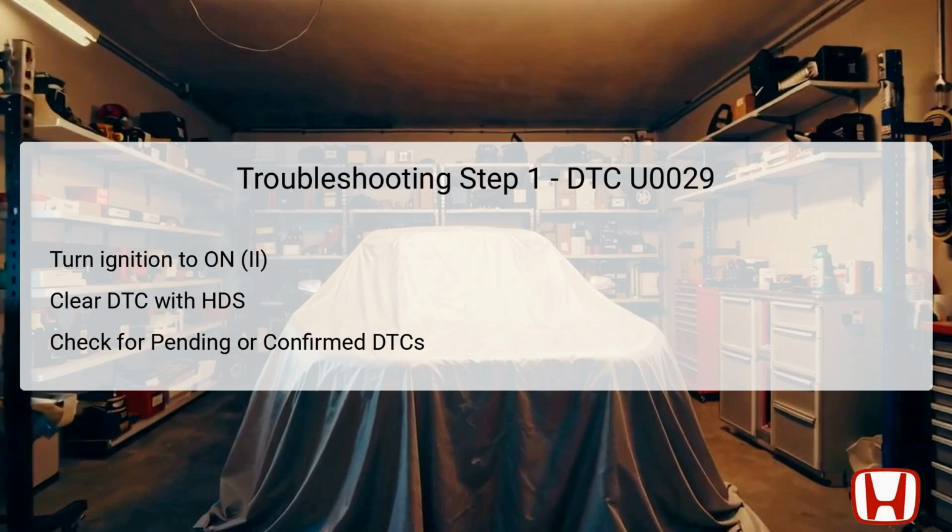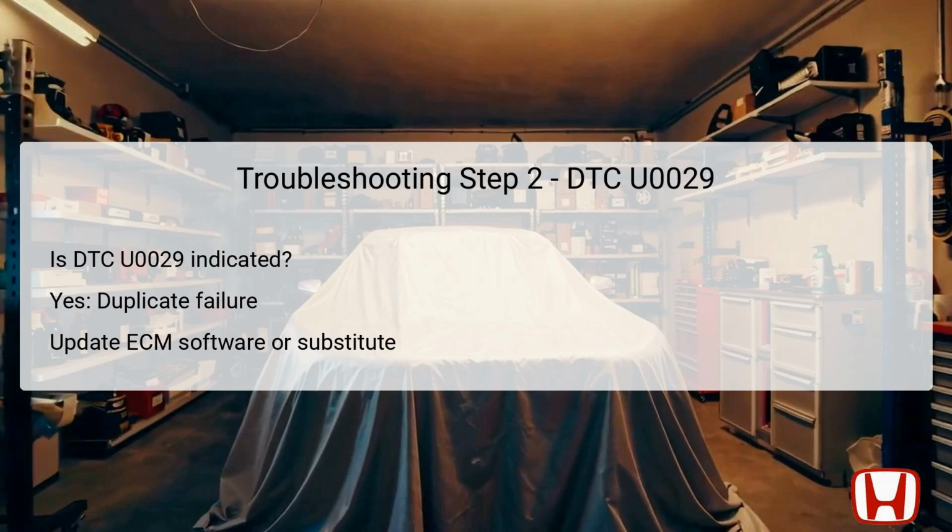If it does not appear, it suggests an intermittent failure, possibly tied to wiring or connection irregularities. In the second troubleshooting step, you will determine if DTC U0029 is still present after the previous actions. If the diagnostic assessment through HDS indicates that DTC U0029 is indeed shown again, this confirms that the fault is still active in the system.